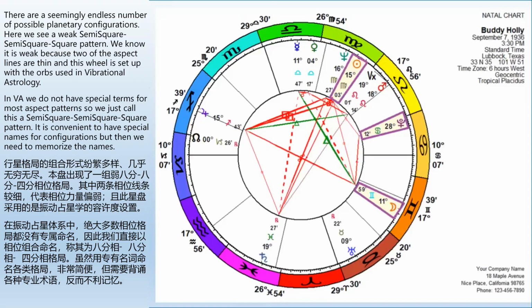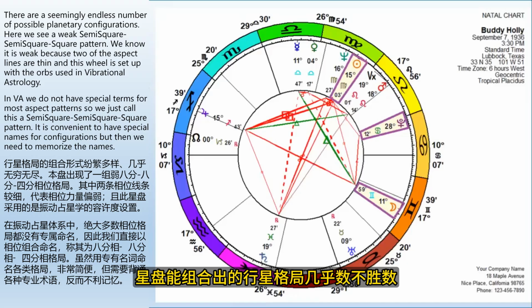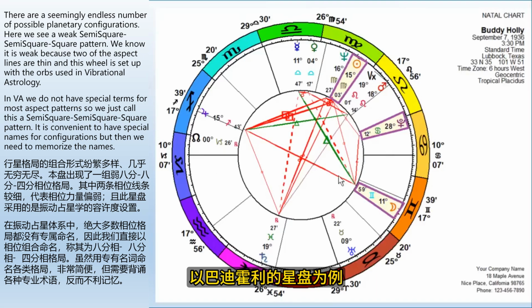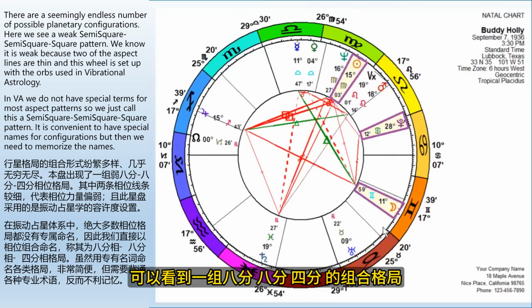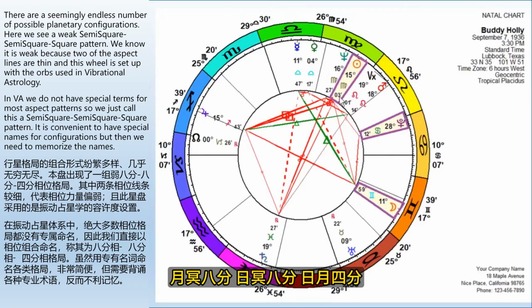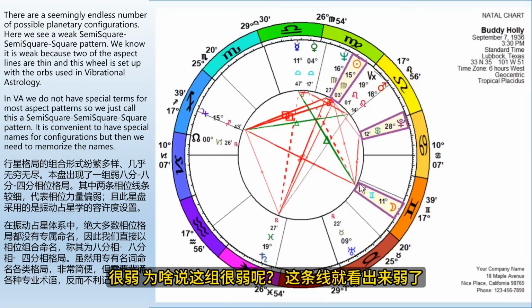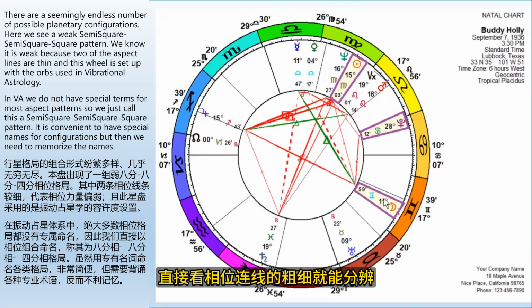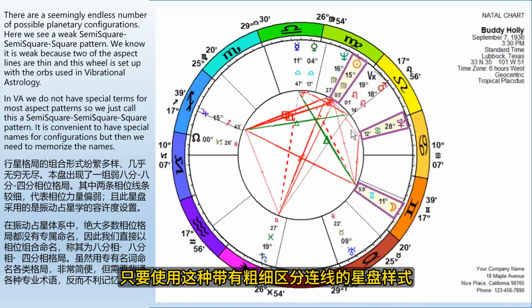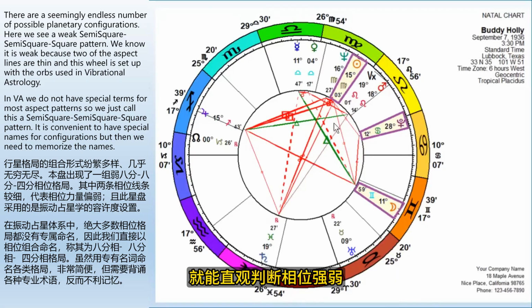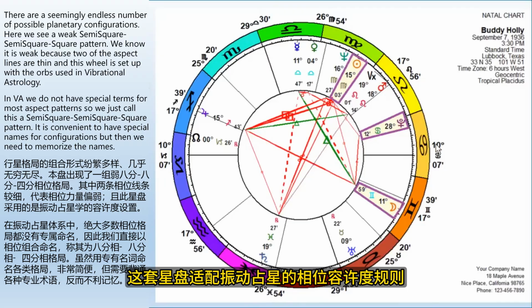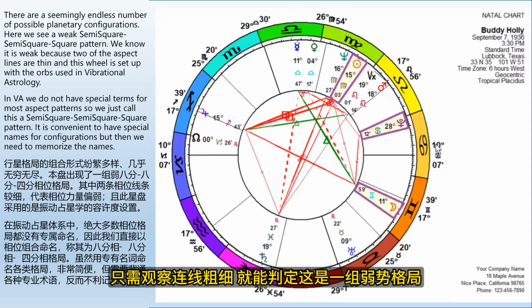Now, the number of possible planetary configurations is almost endless. Like in this particular wheel for Buddy Holly, notice the semi-square, semi-square, square configuration. Moon is semi-square Pluto, Pluto is semi-square Sun, Sun is square Moon. It's weak. How do I know it's weak? Because the lines are weak. You don't have to look at the planets and calculate the orbs. You can just look at how thick the lines are if you're using a wheel style that has these varying width lines. This is set up with the orbs we use in vibrational astrology, so we can just look at the thickness and know that's a weak pattern.